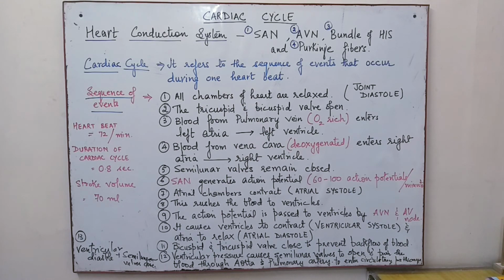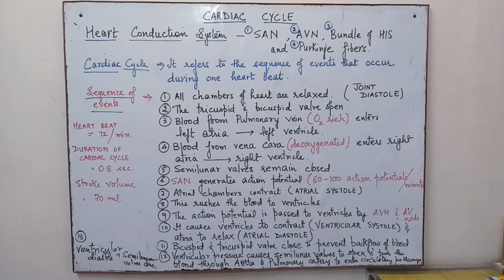Now the ventricular pressure gradually will decrease, and the tricuspid and the bicuspid valves are again open due to the pressure in the atria, which is exerted by the blood again coming from the pulmonary vein and from the vena cava. So it is a continuous cycle, and as a result, again the ventricles and the auricles are in joint diastole state. Again the action potential will be generated by the SAN, and this follows the rhythmic cycle in sequence.